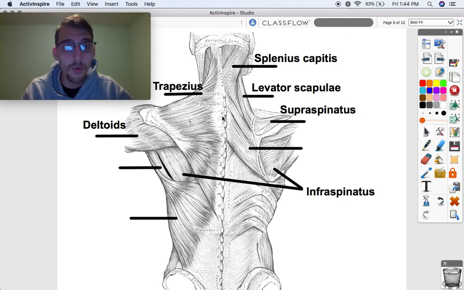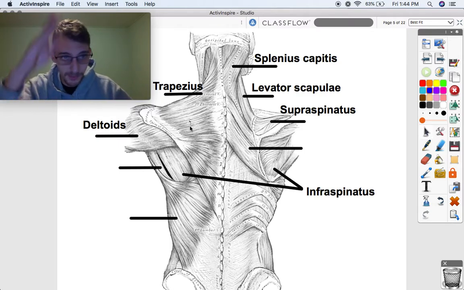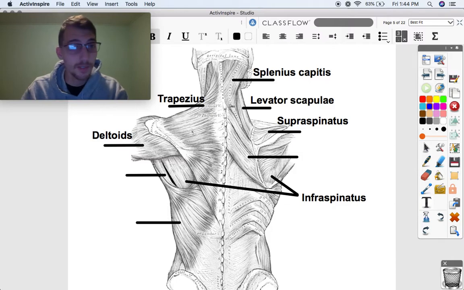We got one more, and again, these are all deep to the trapezius. If you were to dissect a person and break open the skin and look at the muscles, you'd mostly just see the trapezius, but you'd have to cut through the trapezius to get to these muscles down here. So what would this be? It would be deep to the trapezius and inferior to the supraspinatus.